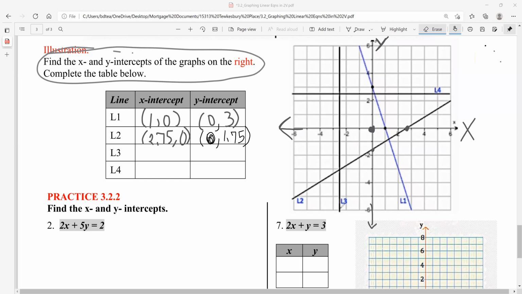All right, let's look at line 3. What do you think about line 3? Line 3 is a vertical line. Check it out. It crosses the x-axis, and this is 0, 1, negative 2, negative 3. So that's maybe negative 2.5. We're looking at the intercept of a vertical line, and that is negative 2.5, 0.